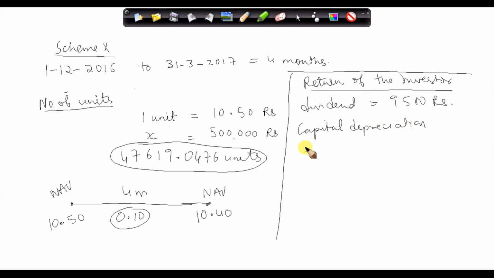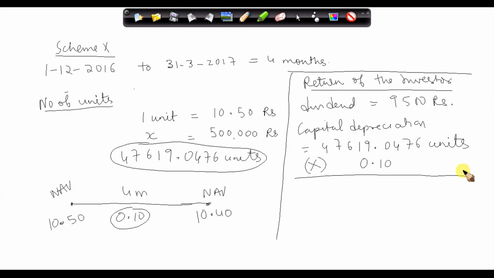So this investor has purchased 47619.0476 units, and per unit there is a loss of 0.10. So how much loss? This is nothing but a loss for the investor. So 47619.0476, if I multiply by 0.10, we get 4761.90, so I can take it as 4762 rupees. This much is the loss which the investor is going to bear.